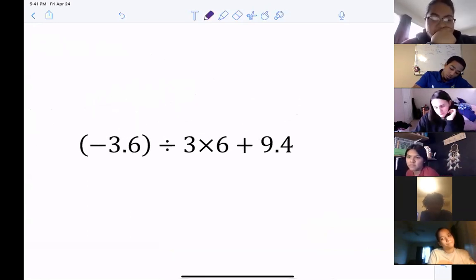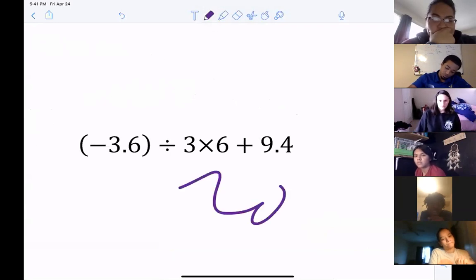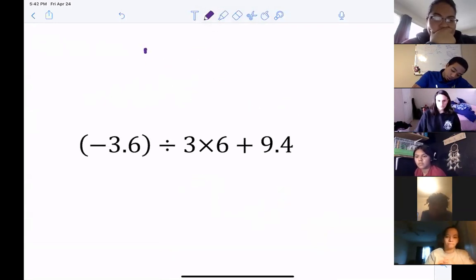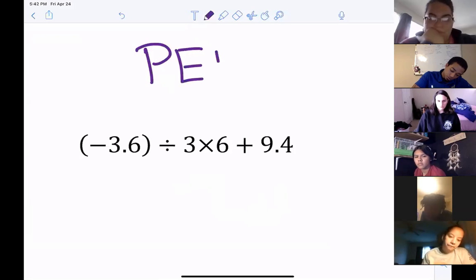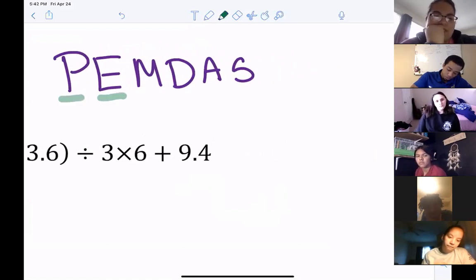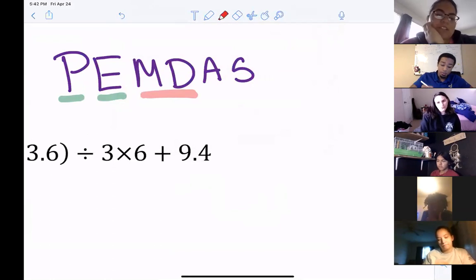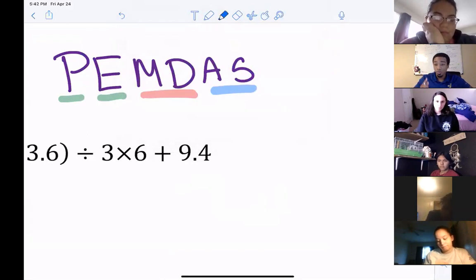PEMDAS is the order of operations. You could have done the division first. So PEMDAS is the order of operations. It's parentheses, exponent, and then it's multiplication, division, either one. So either or. And then it's subtraction and addition, whichever comes first. That's something that not a lot of us knew.